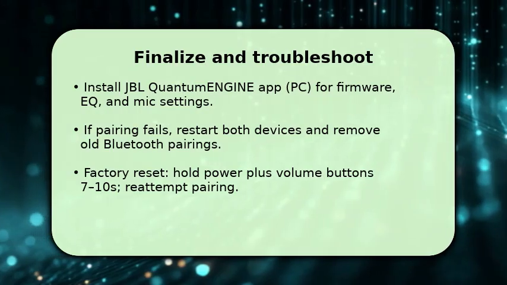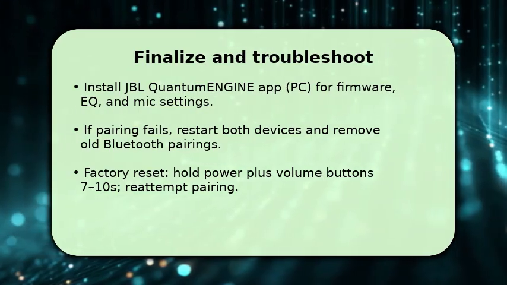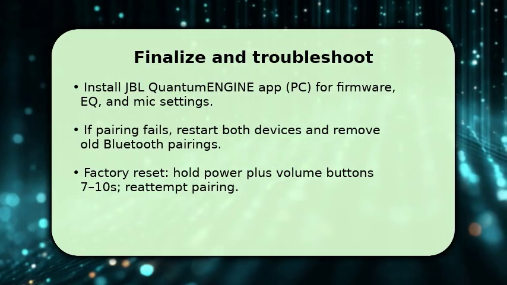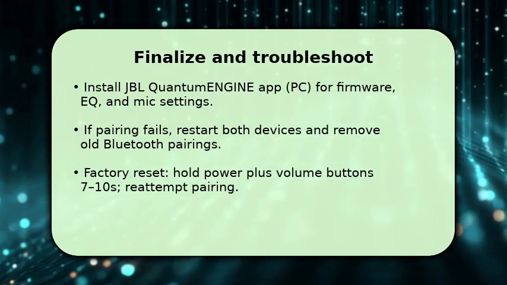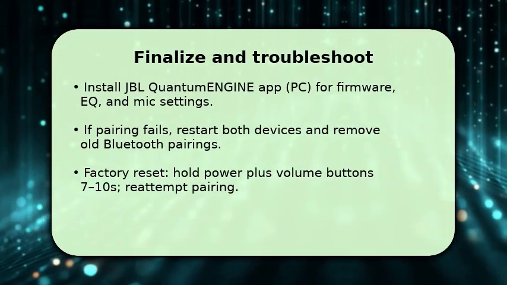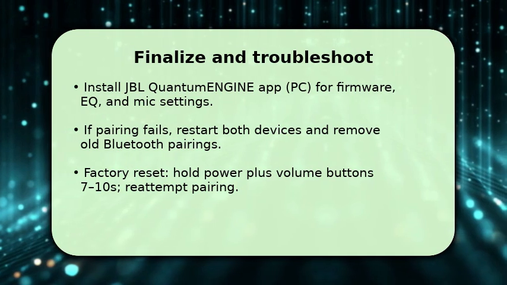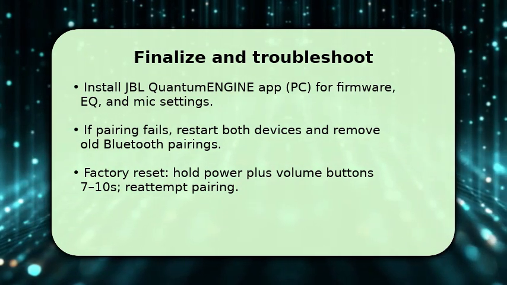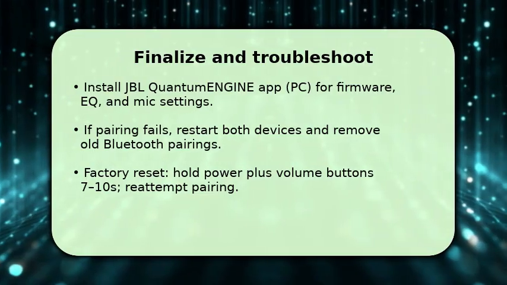If pairing fails, first turn Bluetooth off and on, reboot both headset and device, and clear any stale pairings so the headset isn't blocked by a previous connection. As a last resort, perform a factory reset by holding the power and volume buttons for 7 to 10 seconds. Once reset, repeat the pairing steps. This clears firmware hiccups and usually resolves persistent faults.